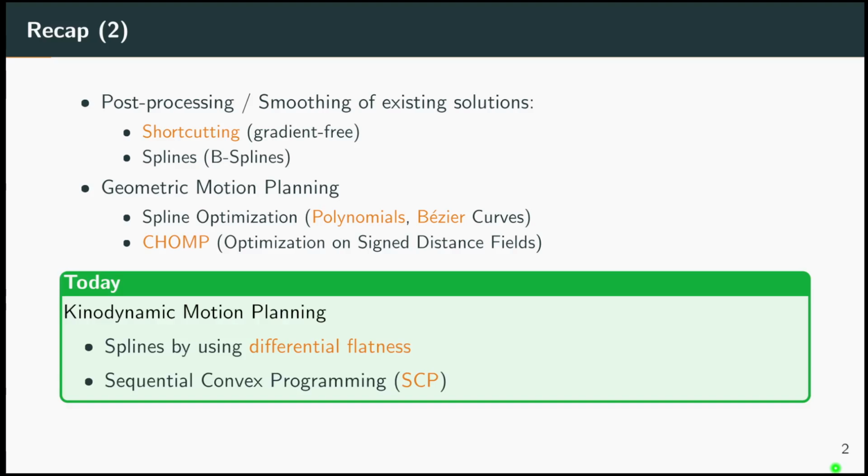The big thing that is left is that we look at kinodynamic motion planning and not only geometric motion planning. For today we have two topics that achieve that. The first one is a method that allows us to use splines also for the kinodynamic case. The second one is called sequential convex programming, which really allows us to solve any kinodynamic problem.